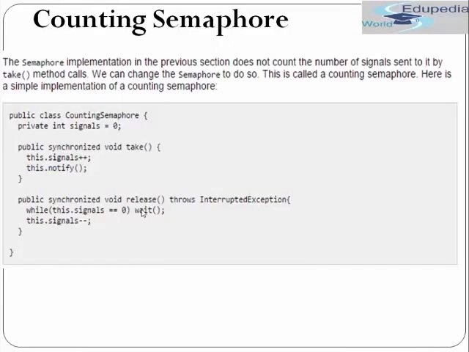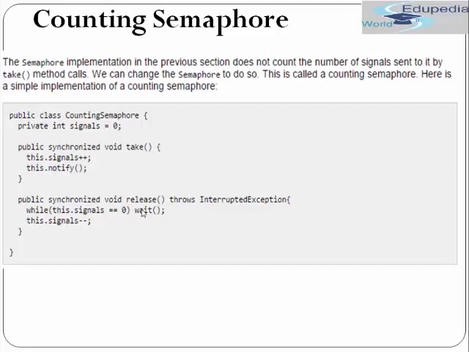Then we have the counting semaphore, a very well used and well practiced semaphore technique used in many applications. So this is an important topic. It says the semaphore implementation in the previous section does not count the number of signals sent to it by take method calls. We can change the semaphore to do so. This is called a counting semaphore.